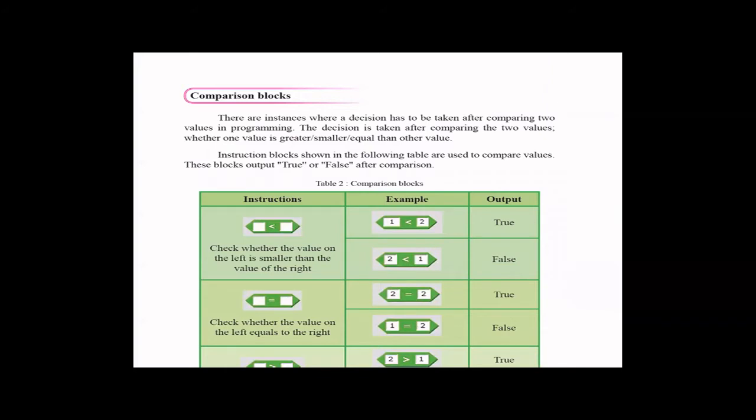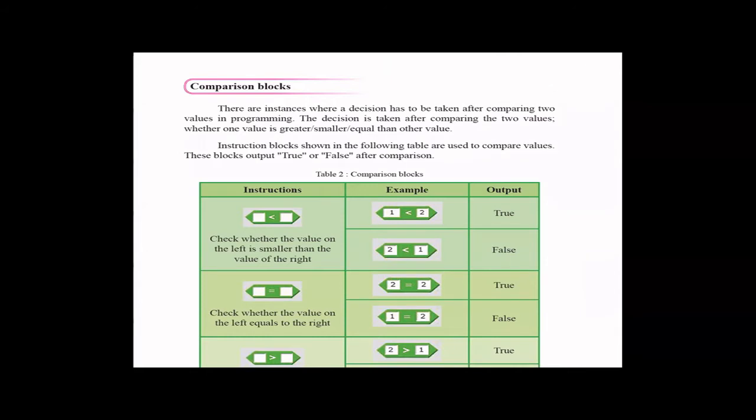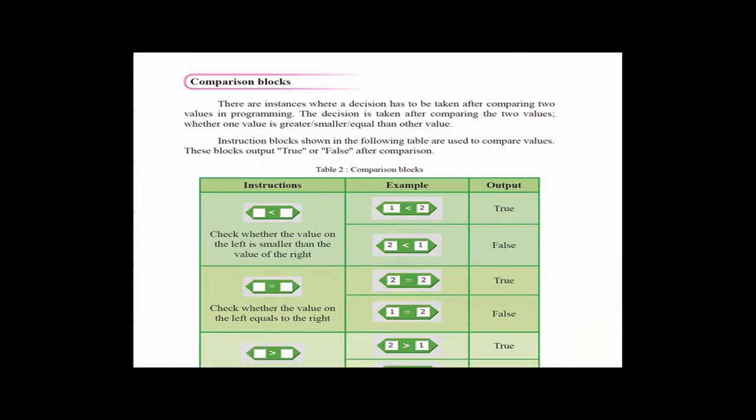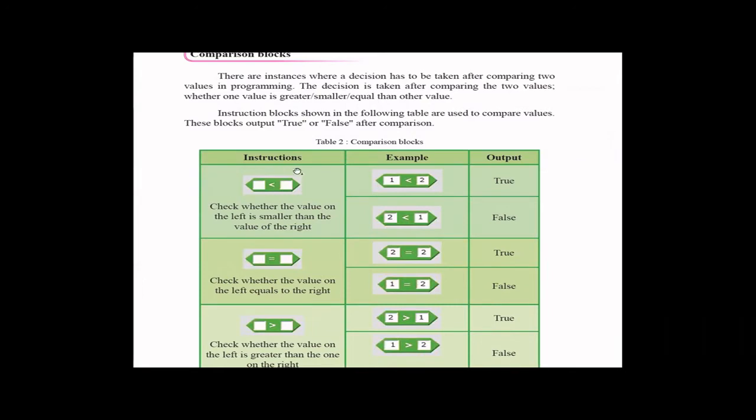Then we talk about the comparison blocks. These comparison blocks are used to compare two values. For example, the first one checks whether the value on the left is smaller than the one on the right, and the result will be true or false. 1 is less than 2, that's a true condition. But is 2 less than 1? No, so the result is false. In programming we call these booleans: yes, no, true, false, 1, 0. Those are the values they can have.